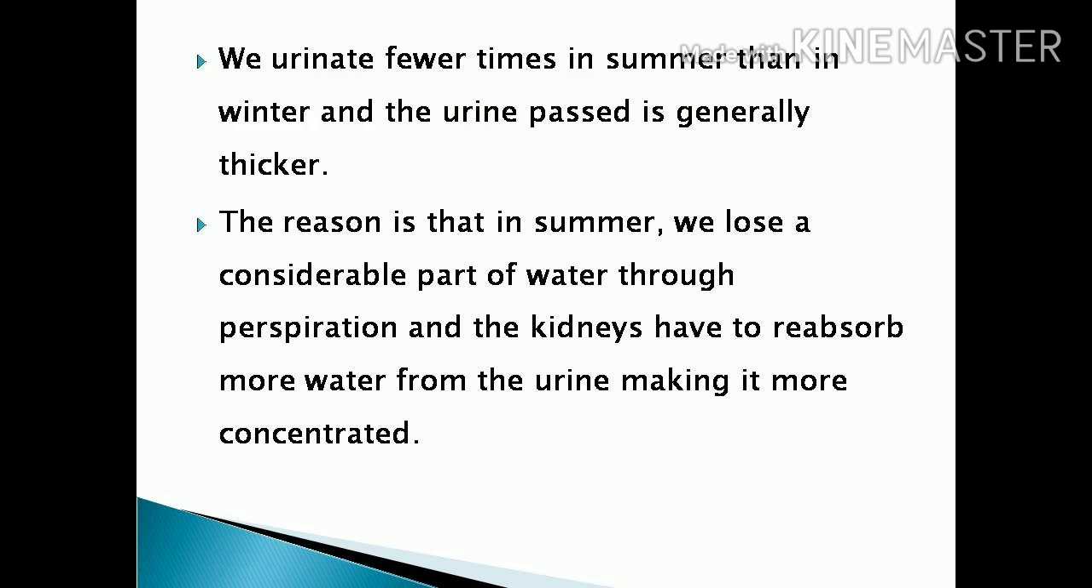So that's why more water comes out from our body in the form of urine. The kidney will absorb only as much water as it wants, because we can see more water in the urine. There is no sweating, so more water will come out from our body in the form of urine only, not in the form of sweat. That's why in winter we urinate more times and the urine is very dilute. But in summer we urinate fewer times, but the urine is thicker.